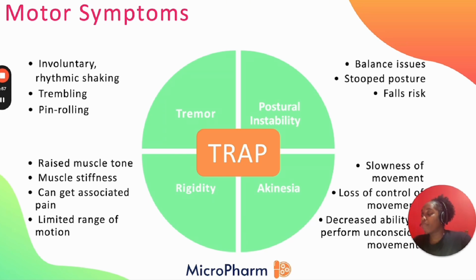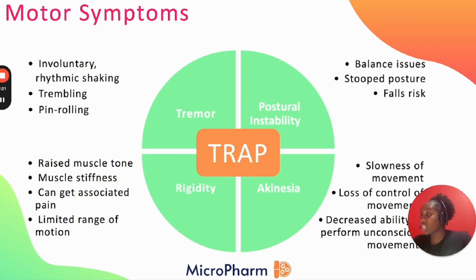Their posture might become stooped over time. It also means that they're at an increased risk of falls. There are some other symptoms that are associated with Parkinson's, like speech changes, where people speak softly or quickly, might slur their words or hesitate before talking. They might also have a more monotone speech.